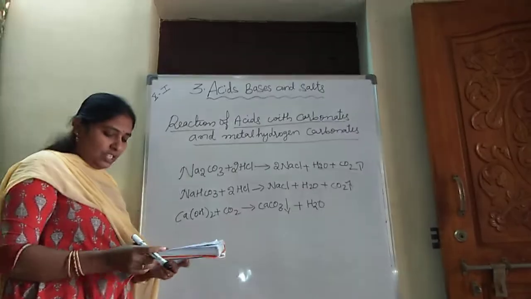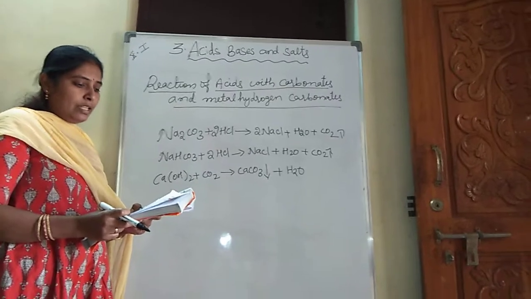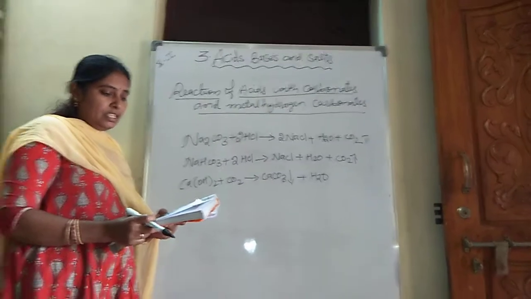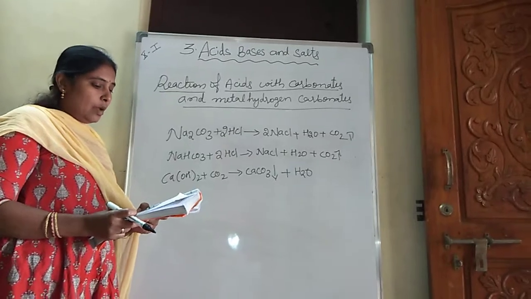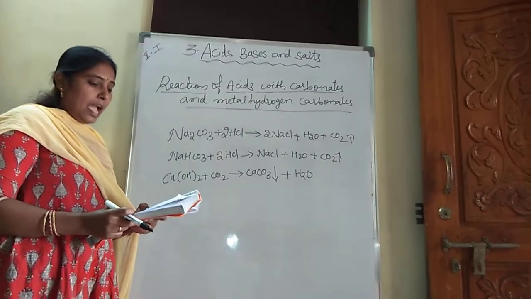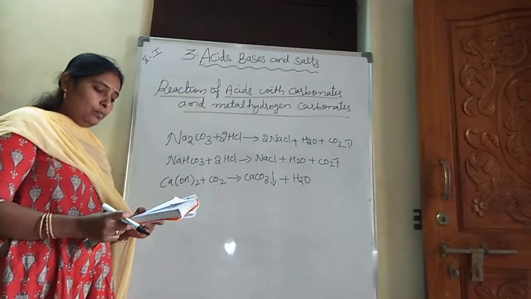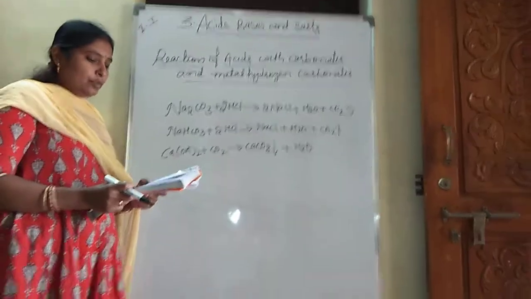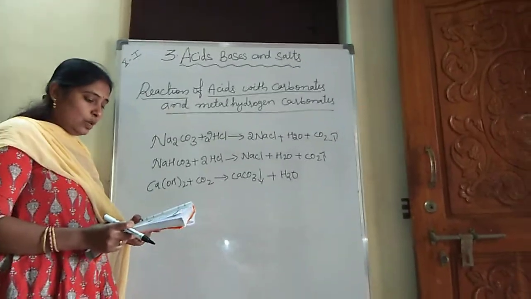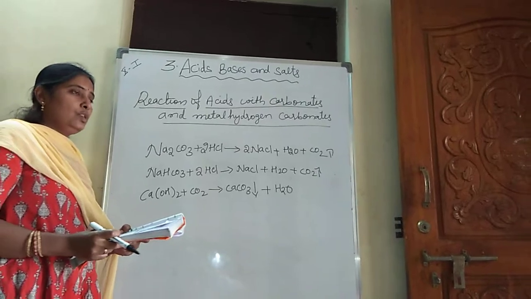Let me read the activity, page number 37. Activity 4. Take two test tubes, label them as A and B. Take about 0.5 grams of sodium carbonate in test tube A and about 0.5 grams of sodium hydrogen carbonate in test tube B. Add 2 ml of dilute HCl to both the test tubes. What do you observe? Pass the gas produced in each case through lime water. Lime water is calcium hydroxide solution, as shown in the figure, and record your observation.